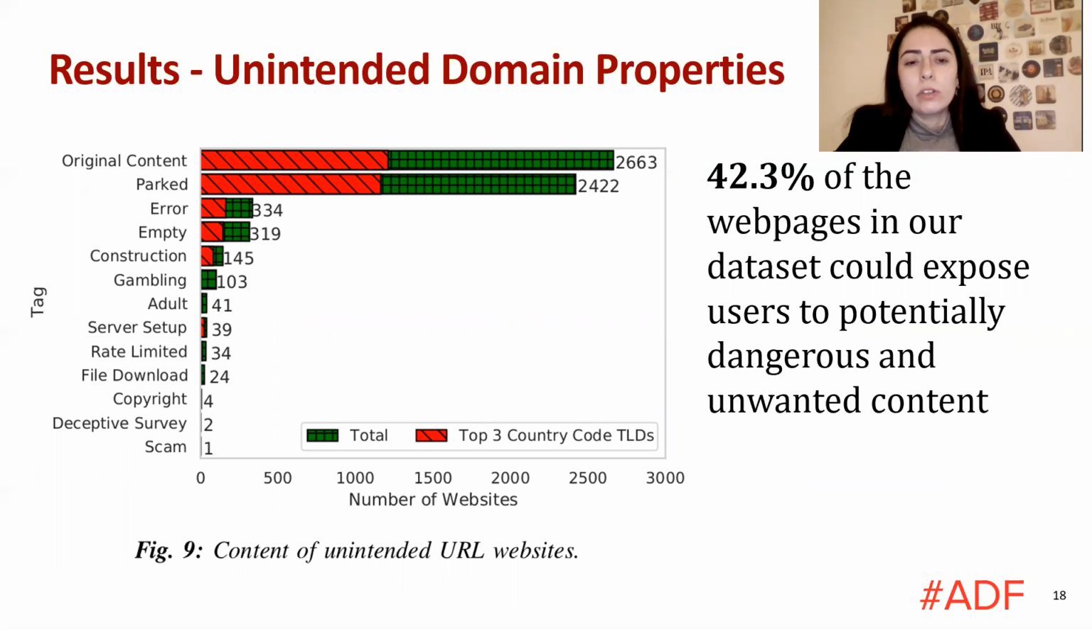Then we implemented a crawler that can cluster these domains according to their content. And we observed that around 40% of these domains are actually parking domains, which were shown to serve malicious content by previous work. And some of these domains were deceptive survey domains and file download domains. So we conclude here that 42.3% of the web pages in our dataset could expose users to potentially dangerous and unwanted content.